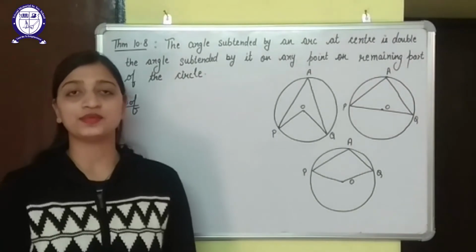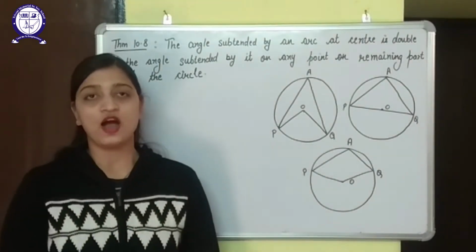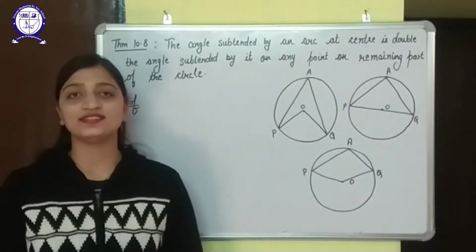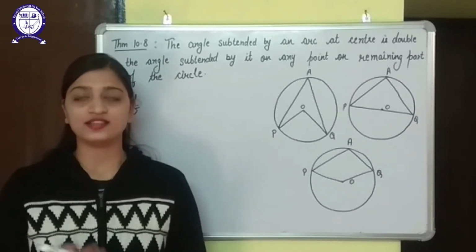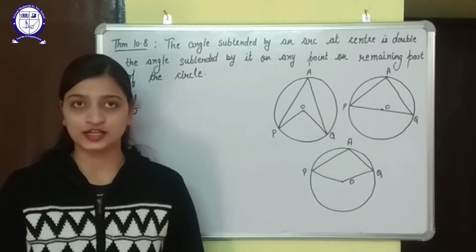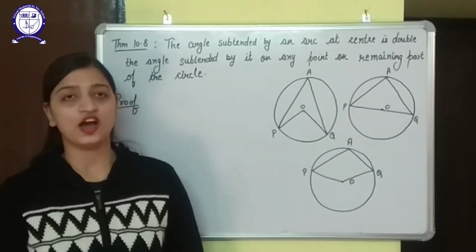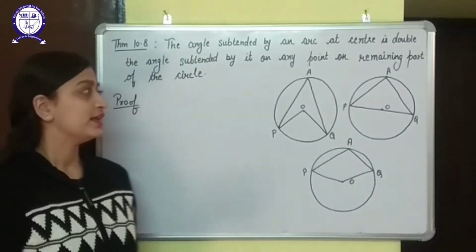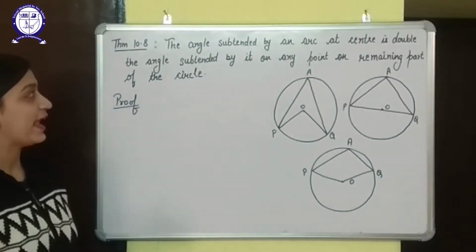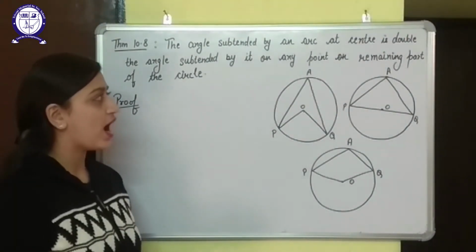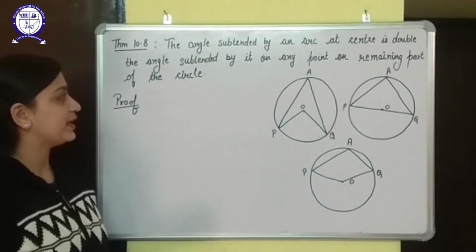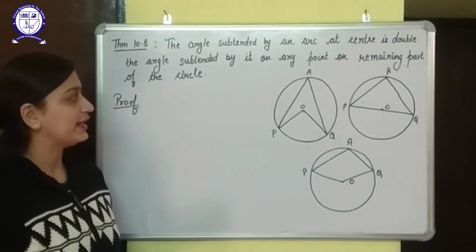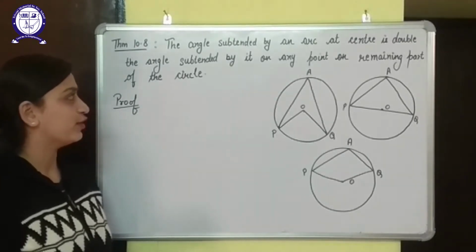Now, this is theorem number 10.8 of the NCERT textbook, and this is the most important theorem of this chapter, and the special cases of this theorem are also very important. Now let's see what the theorem is. The theorem says the angle subtended by an arc at the center is double the angle subtended by it on any point on the remaining part of the circle.